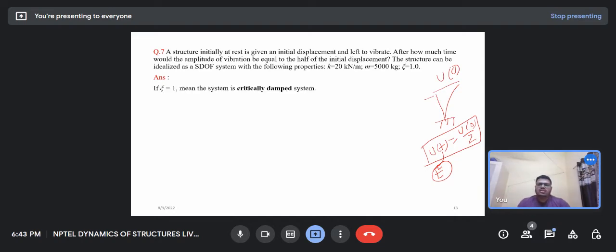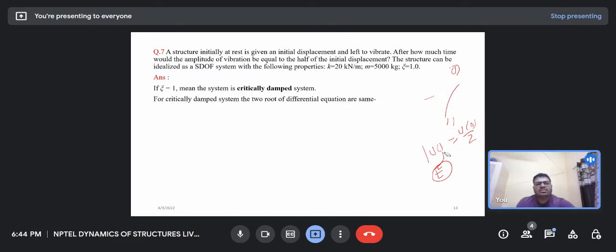So for the critically damped system, in the characteristic equation the roots lambda 1 and lambda 2 are minus c by 2m plus or minus the square root term, and for the critically damped case, the term inside the root becomes 0. So the two roots are equal. Can you tell me what is the solution of the differential equation if two roots are equal?